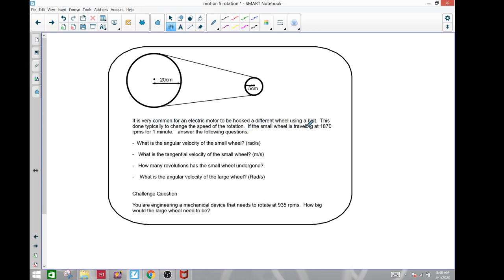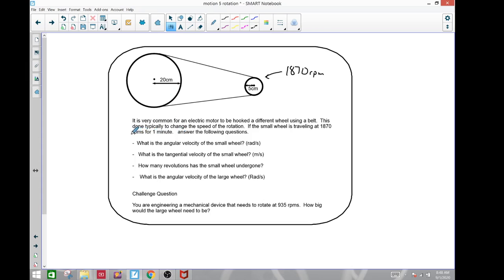If a small wheel is traveling 1870 rotations per minute for 1 minute, answer the question. So this wheel here has 1870 rotations per minute. And again, it could be used to change the speed of this wheel. It could also be used to change the workload of the wheel. So depends on how the size of these wheels can change the energy distribution, making things easier to turn. The faster you're turning, the more energy is into the spinning, less is into the actual turning of it. But that's for another conversation.